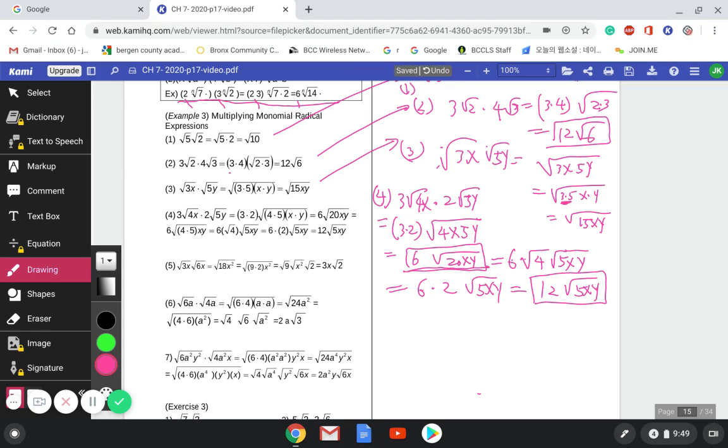Now, if you leave your answer as 6 times square root of 20xy, is that wrong? Well, it's not totally wrong, but that's not the final answer, because you might have to simplify them and add and subtract if you have a like term, and so on and so on. So when you have some radical that it can be expressed or simplified further, then you have to do that.